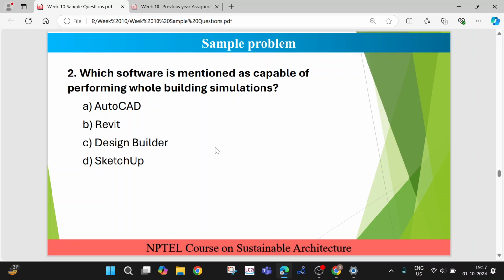Okay, sir. So these different advantages of this software, when we deal with them in the hands-on session or solving some of the examples, then we will look at how it is called a whole building simulation software. Fine. Okay, sir. Okay, thank you for your concern.